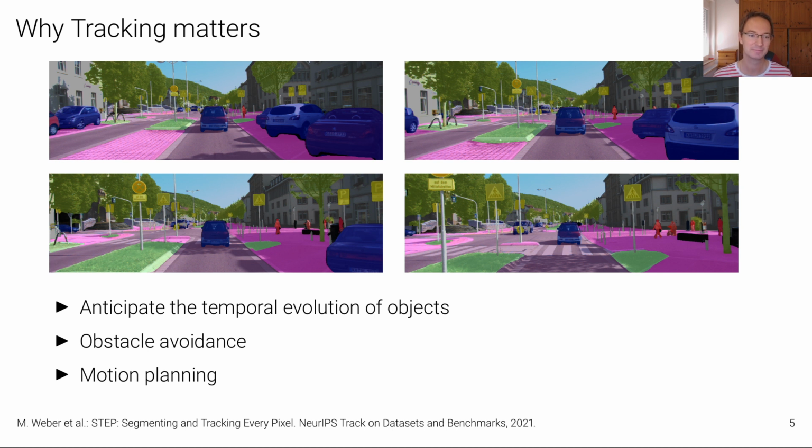Why does tracking matter? Well, of course, we have to anticipate the temporal evolution of objects in order to make predictions into the future and to determine the actions, to make a decision for the vehicle. In the case of autonomous driving, it's important also for obstacle avoidance and for motion planning, amongst others. So here you can see some examples of the annotations of our benchmark for a few consecutive frames in time.